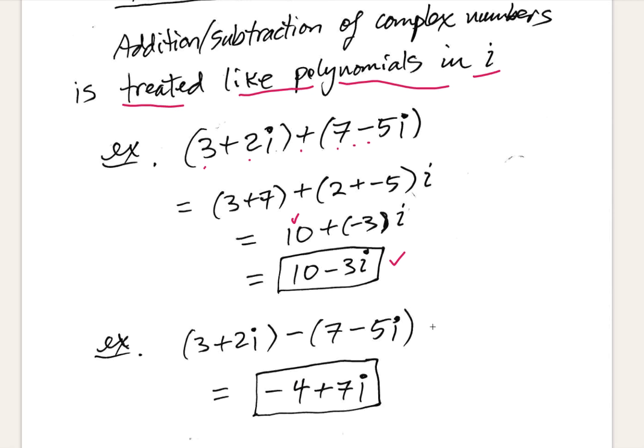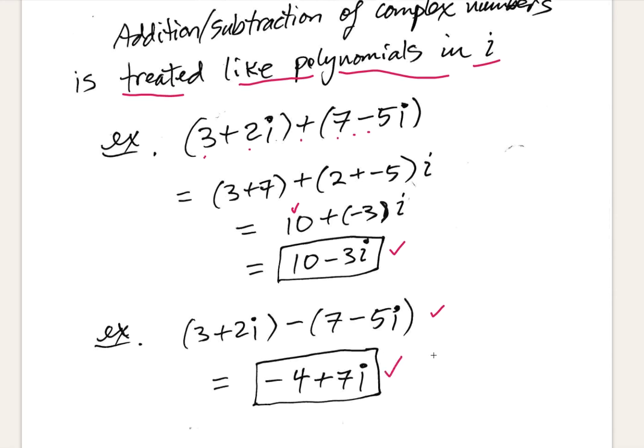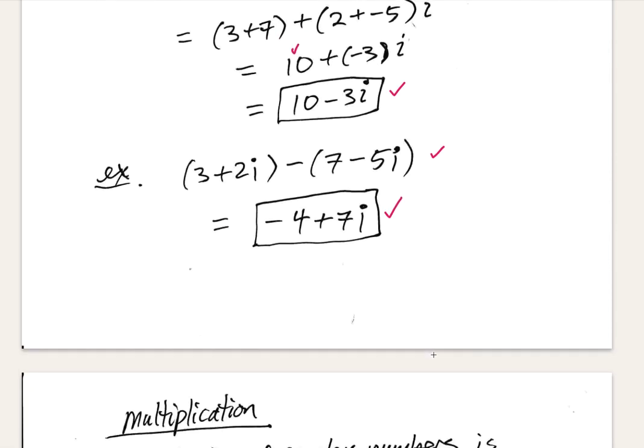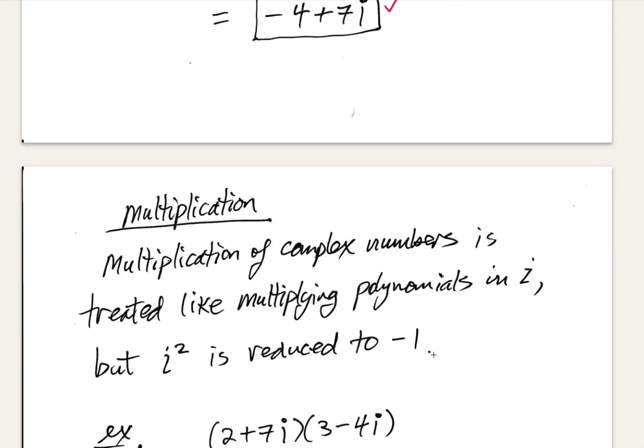Let's do an example of a subtraction here. I've got 3 plus 2i minus 7 minus 5i. Again, treat it just like you would polynomials in i and combine like terms. Don't forget you're subtracting this time. So the real parts, 3 minus 7, that's negative 4. 2 minus negative 5 is plus 7, so we've got plus 7i. Okay, very easy, simple. If you get your real arithmetic correct, then you're in good shape.